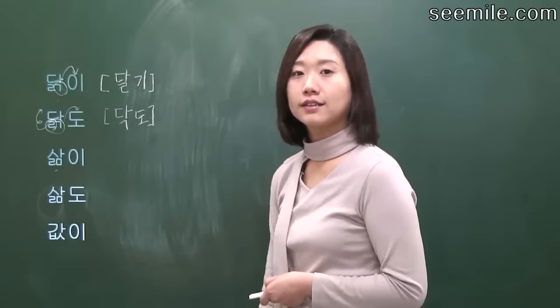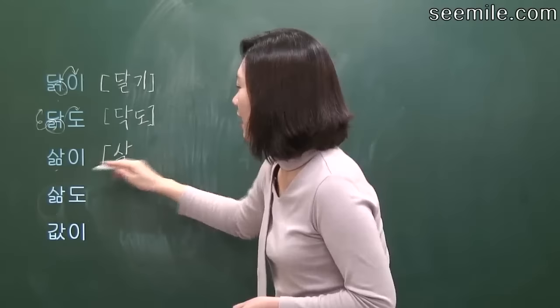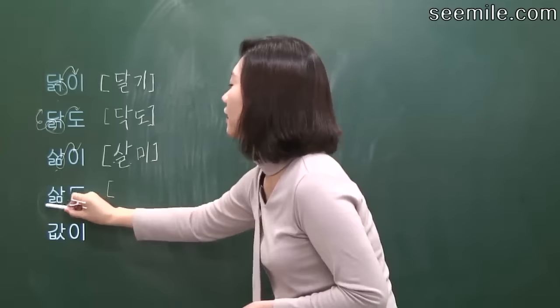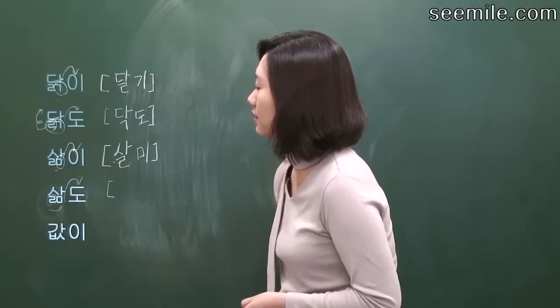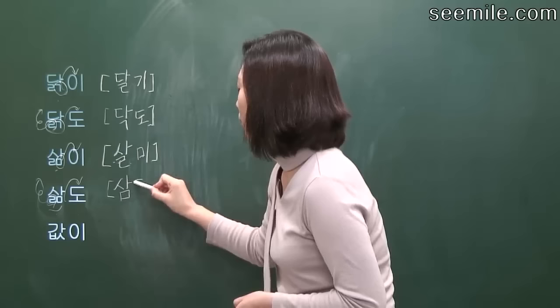Okay, in this character, 닭, 도. Could you pronounce it? 살, 미. In this case, when these two consonants character meets this beginning consonants, which has phonetic value, and this first character is deleted, so 삼. 삼도. Okay.